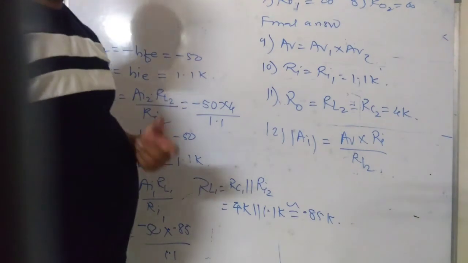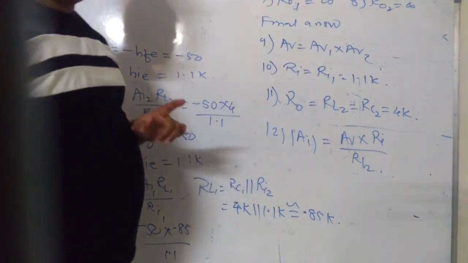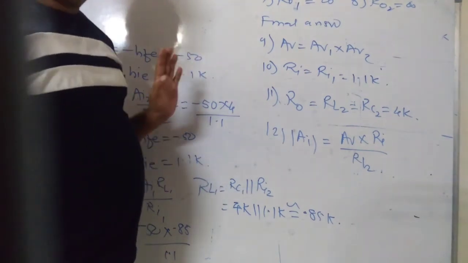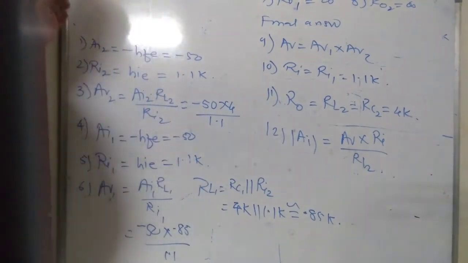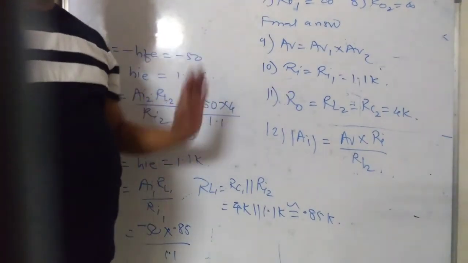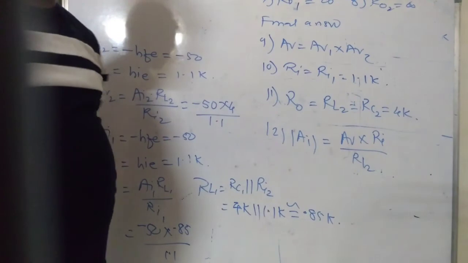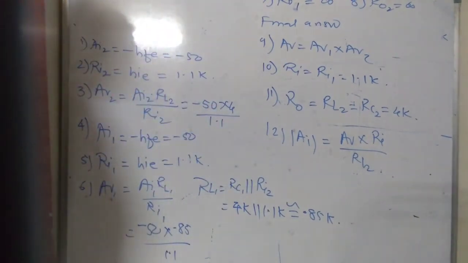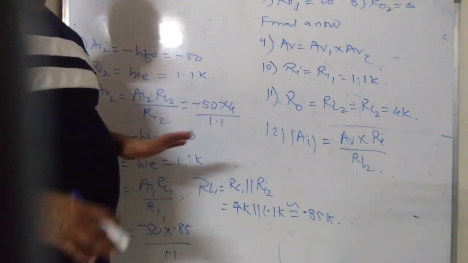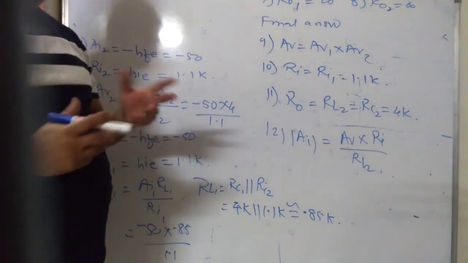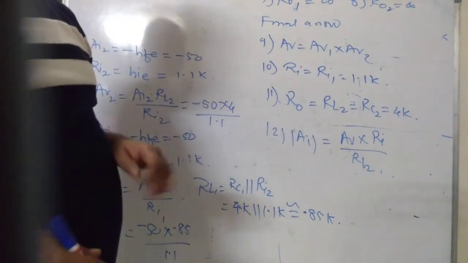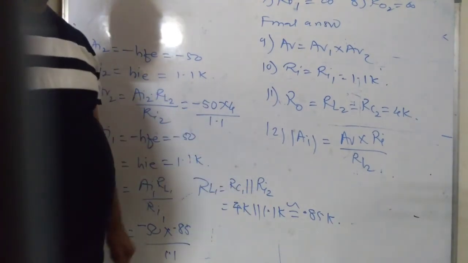Is that clear? Very simple. What you have to do? Draw the AC circuit first and then use formula number 1 to 12 with HRE and HOE as 0. Only HIE and HFE. So a very simple numerical which may be asked for 6 marks, right?